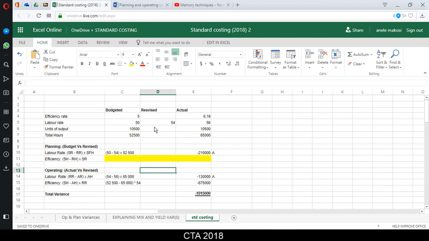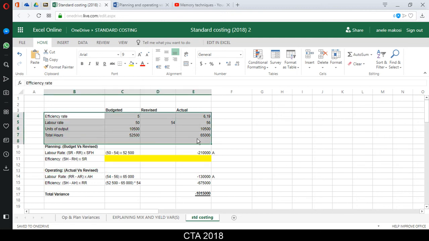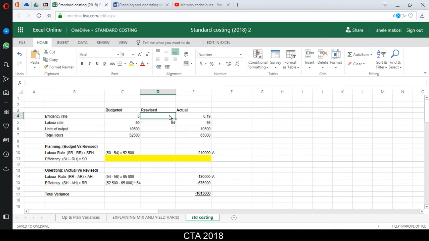Looking at this table, as you can see here, it's possible that even the efficiency, the standard efficiency, can be revised. It can be revised that, because of so and so conditions, the standard efficiency was revised so that now we expect them to spend maybe 6 hours per unit. Okay, it can be revised.